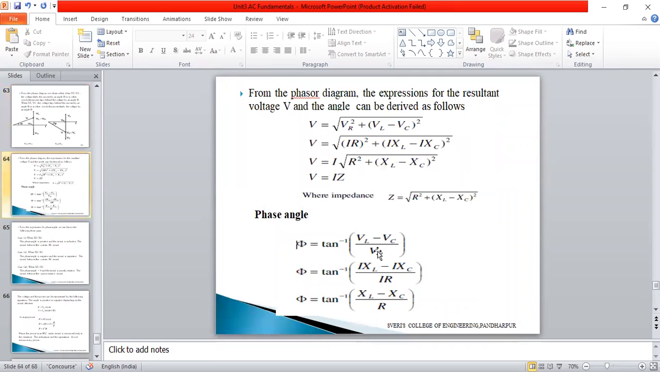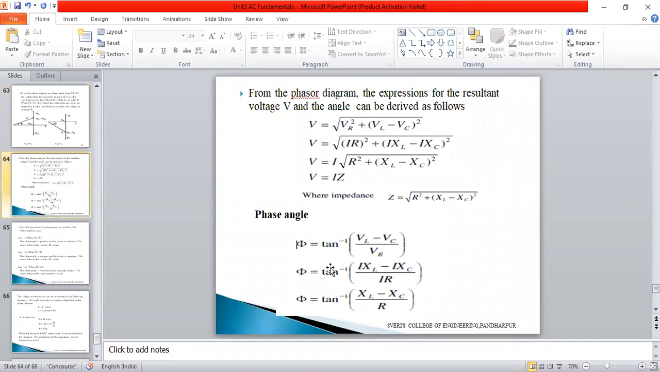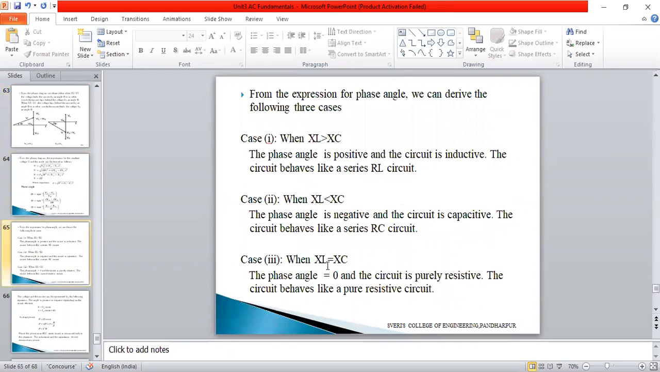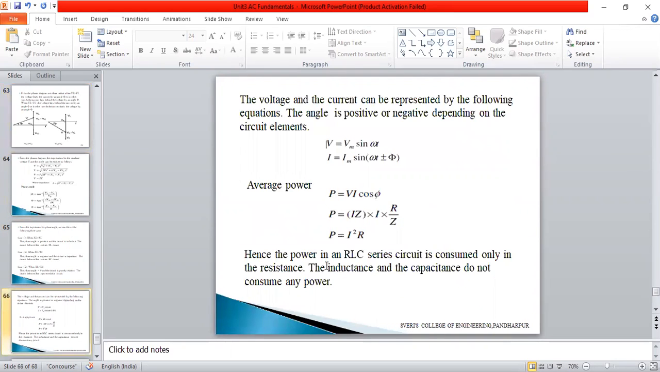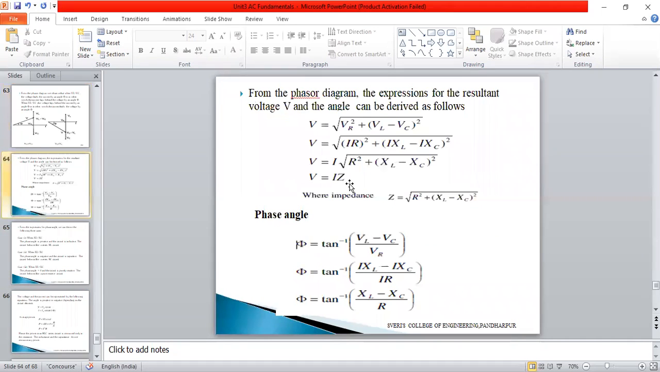Now cos phi equals VR by V. We can write down the formula for this first condition. Next we'll go for the second condition.